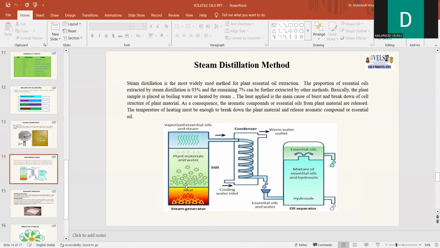Basically, the sample is placed in boiling water and heated by steam. The heat applied is the main cause of the burst of the cells, which contain the volatile oils, and breaks down the cell structure of the plant material. As a consequence, the aromatic compound or the essential oil from the plant materials is released through the condenser. The temperature of heating must be enough to break down the plant material and release the aromatic compound or the essential oil, which is being collected separately.